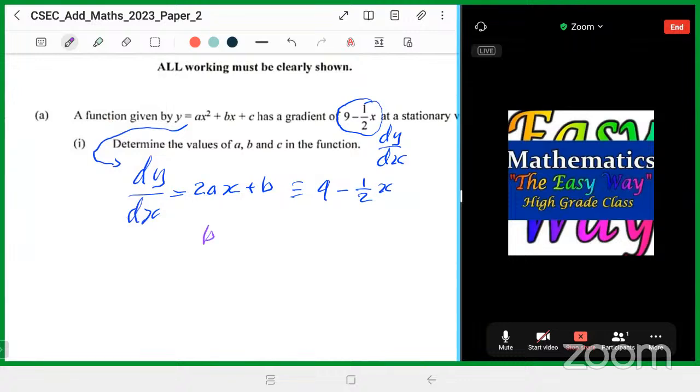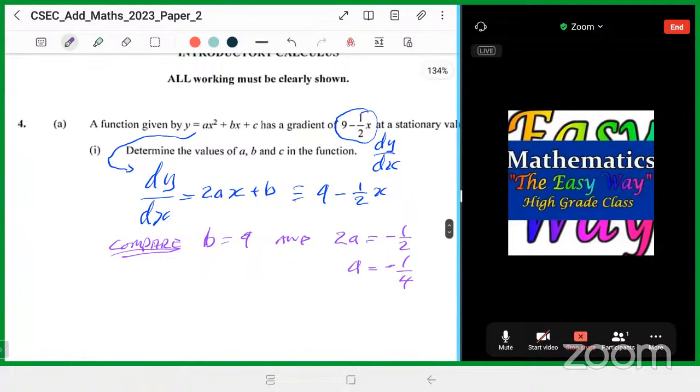So b is equal to 9. We compare the values. b is 9 right there because it's a constant. And the 2a is the coefficient of x. 2a is negative a half. So divided by this 2, we're going to get a equals negative a quarter. That's my value of a and b.